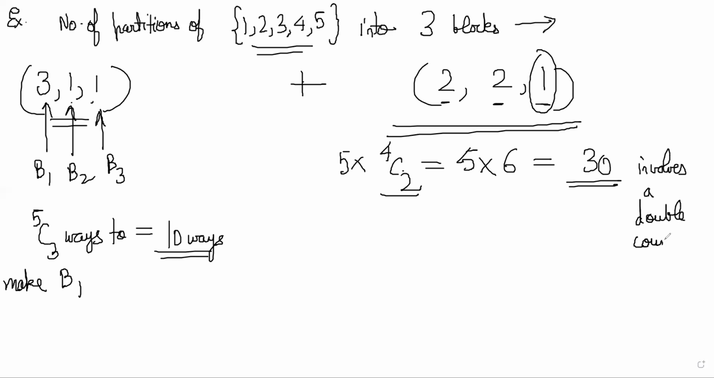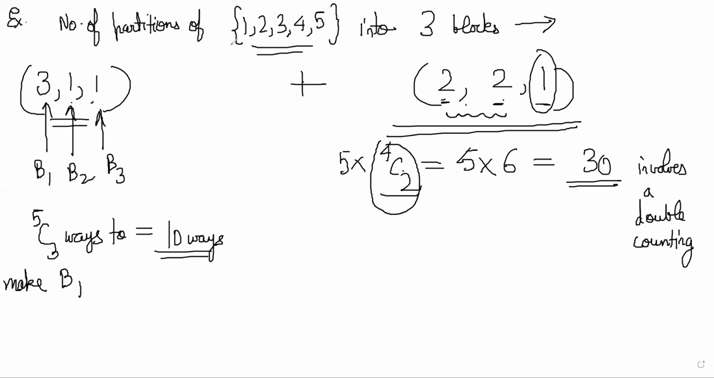So you have to be a little careful here, because there are two sets with an equal number of elements, and they cannot be distinguished from each other. So actually, this number is an overcounting. Let's take an example so that you understand why it is an overcounting.